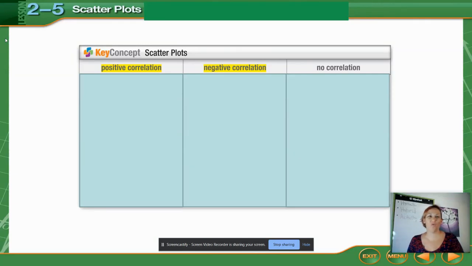Hi guys! We're continuing today with more scatter plots. Today we're really going to focus on the relationship of the scatter plot as well as the relationship of the context of the scatter plot. Make sure that you're taking notes.